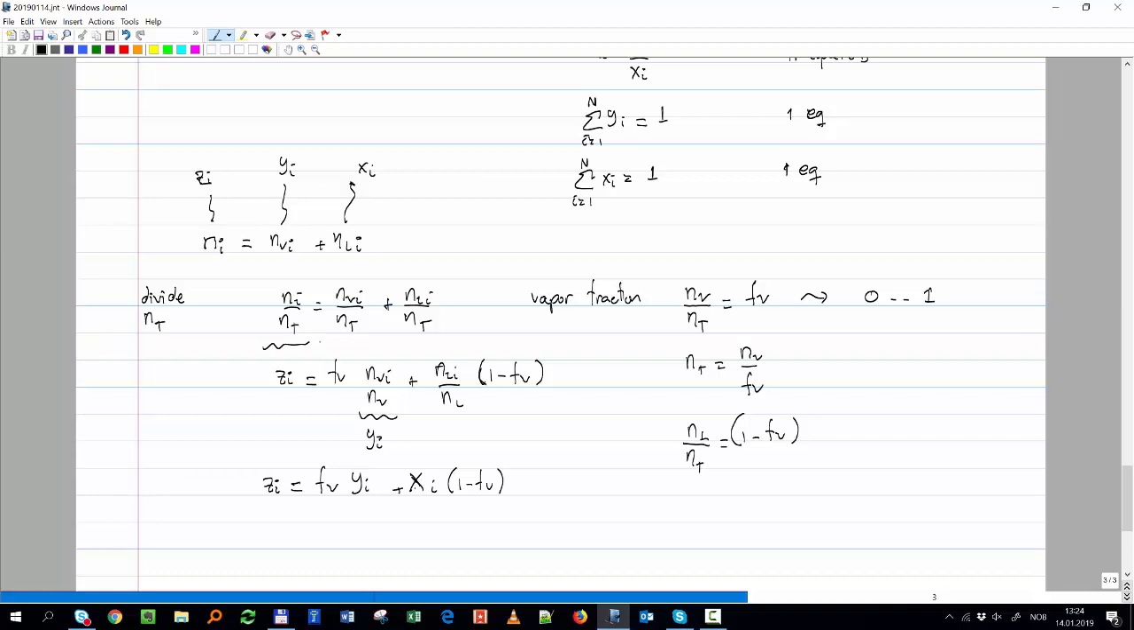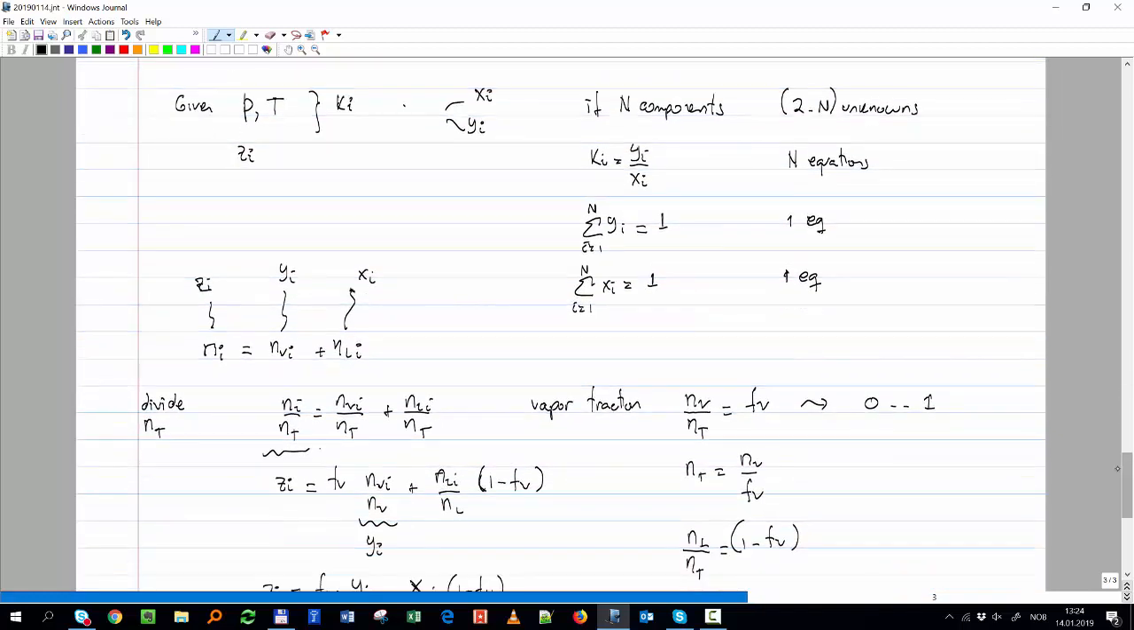So now let's count. Let's go up to see the number of equations we have. We want to know the splitting, Xi and Yi. So these are n. If we have n components, let's say 3: methane, propane, and heptane, we have 3 here and 3 here. We have 2 times 3, which means we have 6 unknowns.